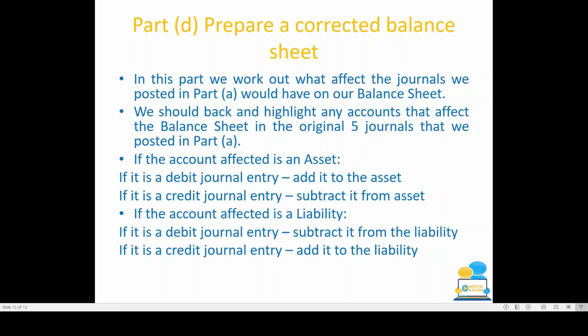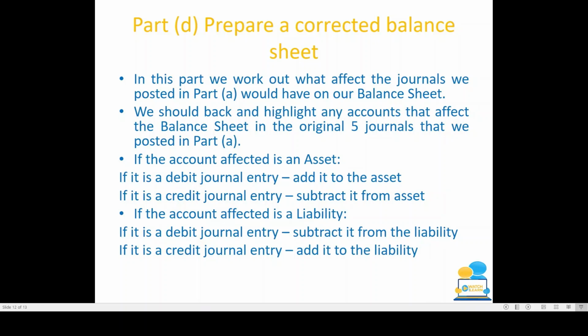Part D then asks us to prepare a corrected balance sheet. So again in this part, we work out what effect the journals posted in part A would have on our balance sheet. So again here we should go back and highlight any accounts that affect the balance sheet in the original 5 journals. So if you see anything like motor vehicles, debtors, creditors, stock, anything like that, I would circle those.